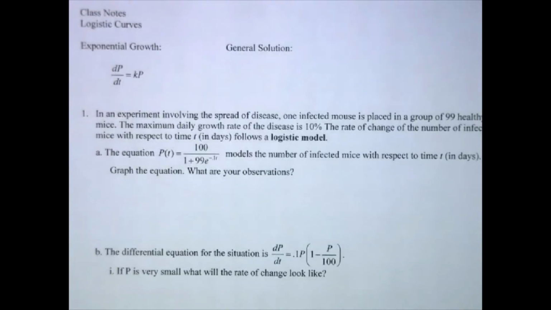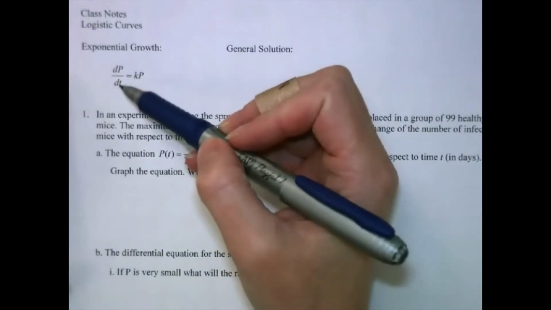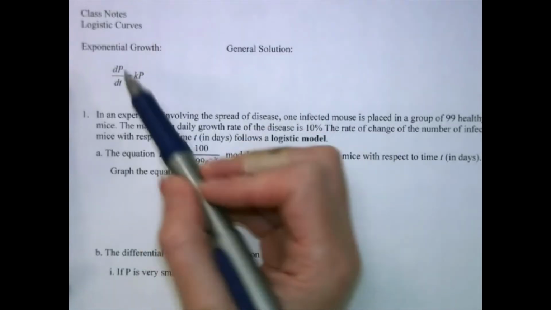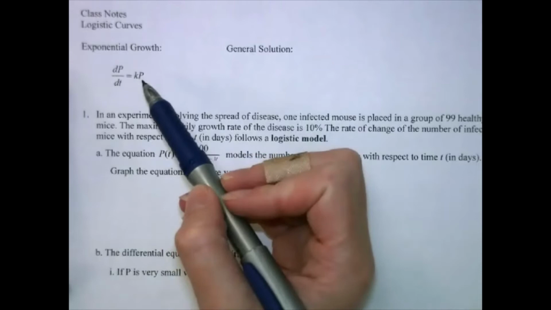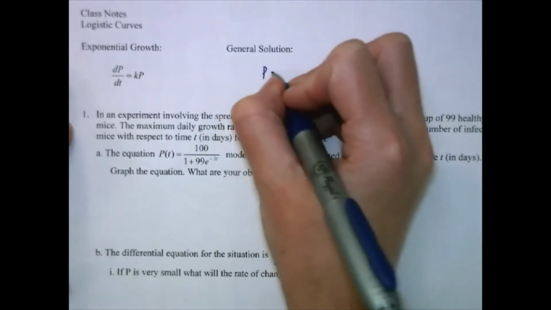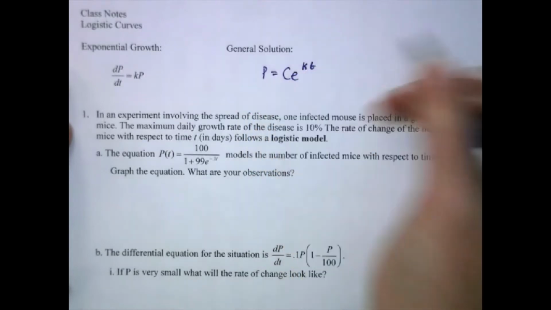Today we're going to be talking about something called a logistic curve. Before we do that, let's remember exponential growth. Exponential growth is modeled with the differential equation dP/dt = kP, where the rate that this is growing is directly proportional to the actual population. We discovered that the general solution is Ce^(kt).